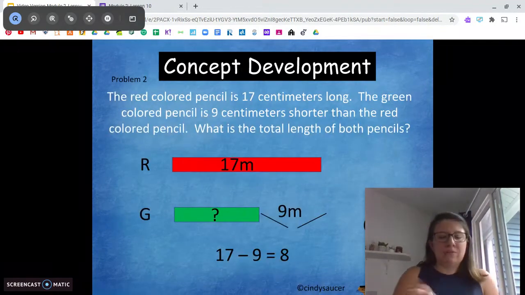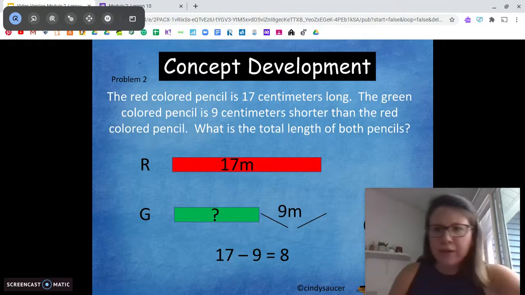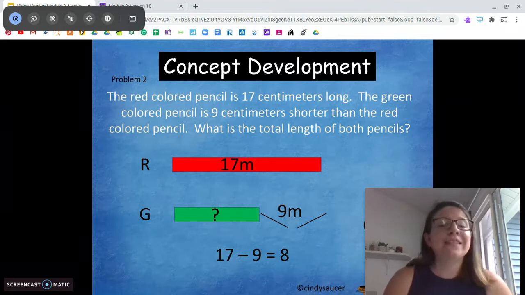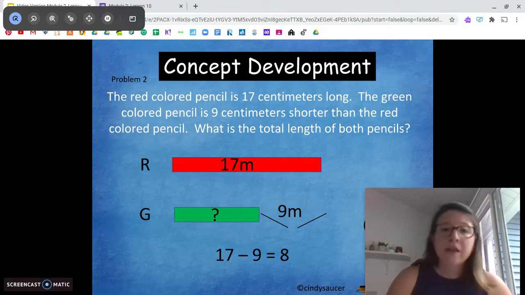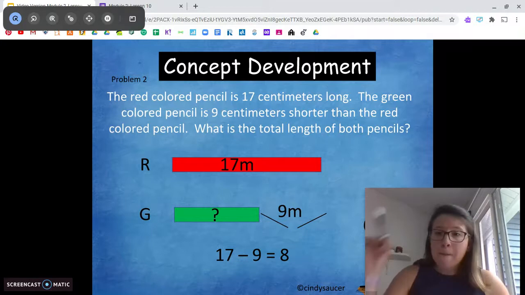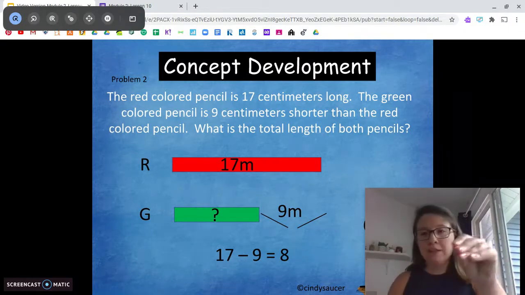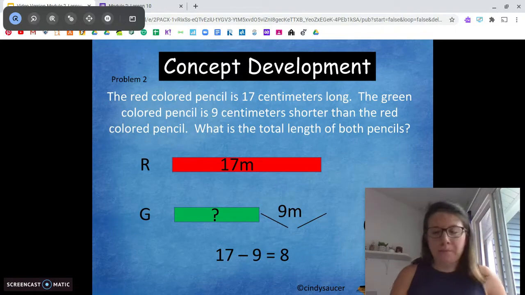All right, this one has the answer on here, so ignore that. Problem 2 says, the red colored pencil is 17 centimeters long. The green colored pencil is 9 centimeters shorter than the red colored pencil. What is the total length of both the pencils? Talk to somebody at home. What is our first step? Pause the video. Talk to somebody at home.